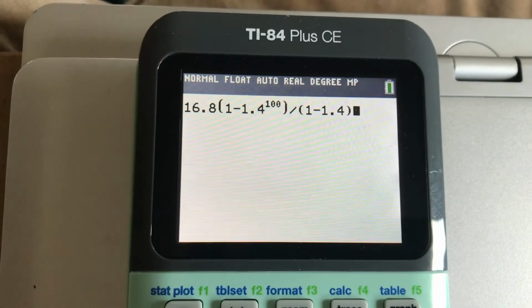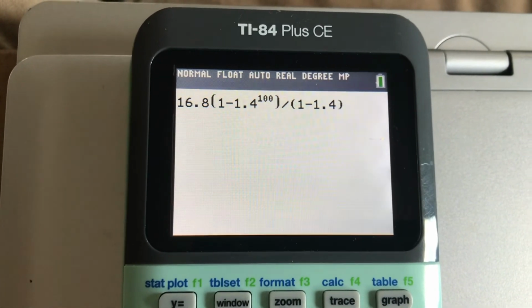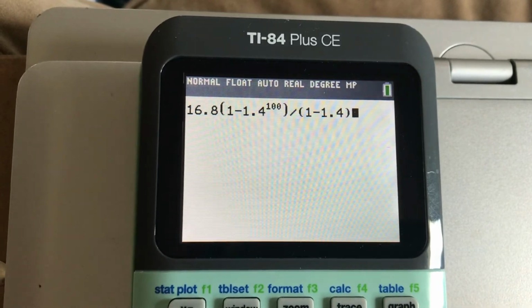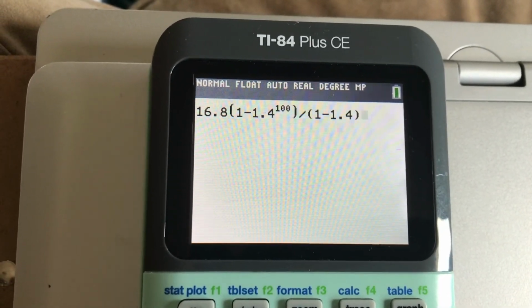I thought it might be good to actually show you what the calculator looks like when I have that typed in. So you don't need tons of parentheses. As long as you group that top and that bottom part together, you should be good.